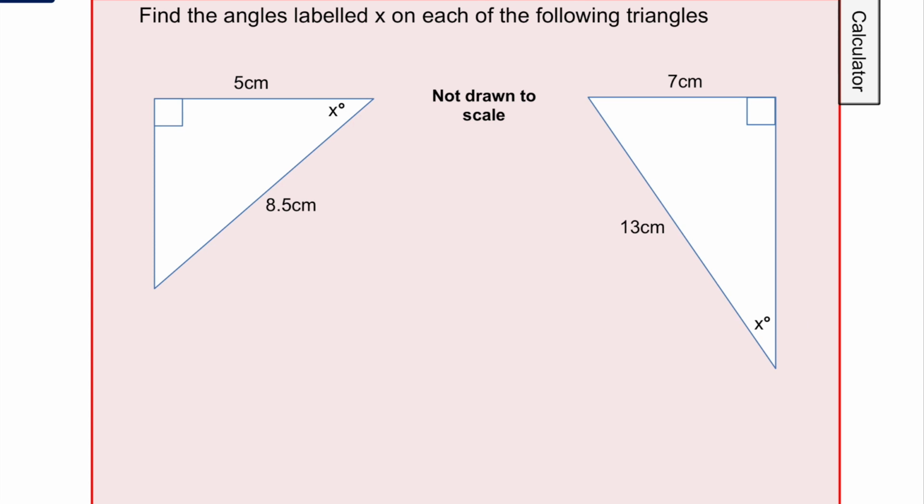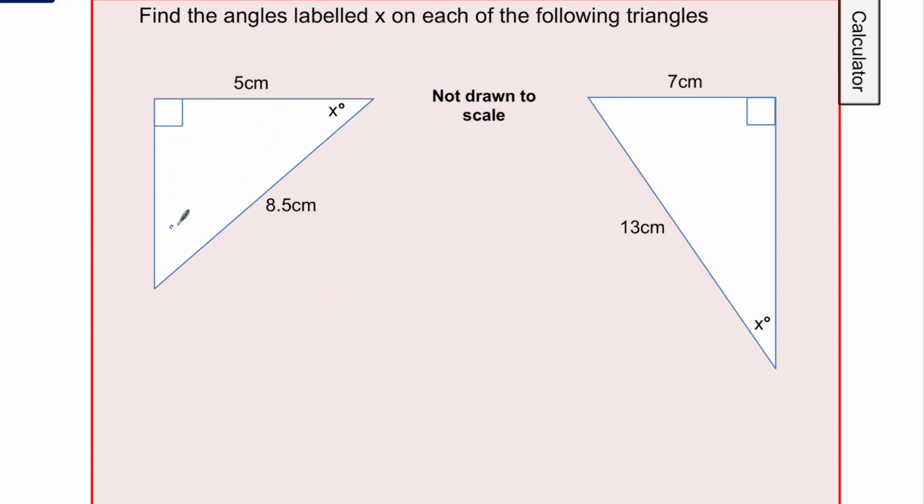Okay, so in the previous section we were using SohCahToa, but you might have noticed that we were only finding missing sides from our right angle triangles. But what if we wanted to find the missing angle instead? Well, it's going to work in a very, very similar way, and it might actually be slightly easier because there's not much rearranging to do here. So let's have a look at the first question.